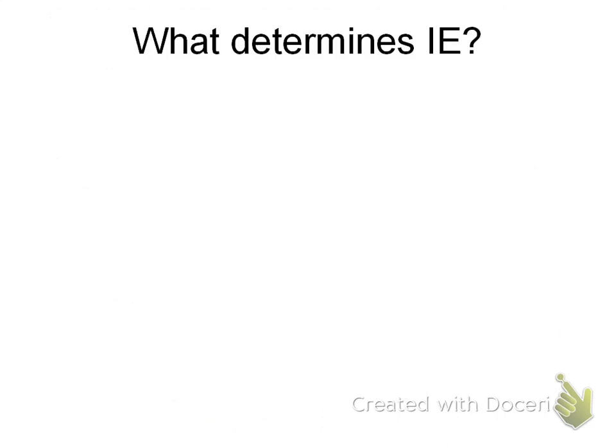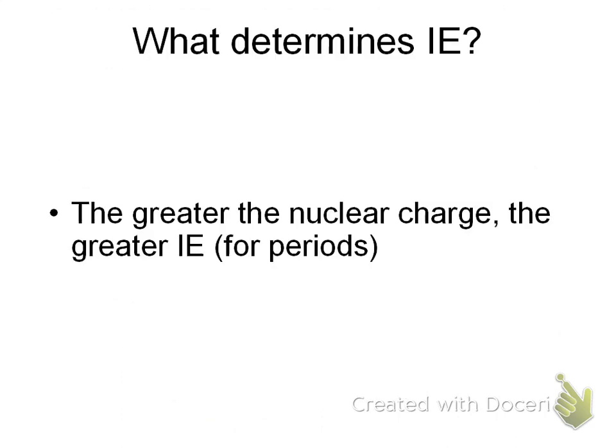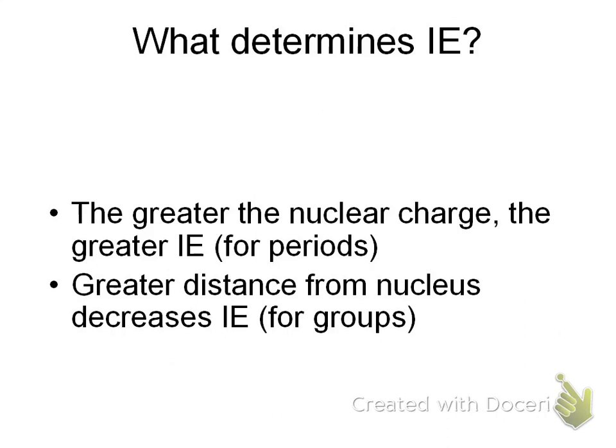So what determines ionization energy? The greater the nucleus charge, the greater the IE. So as you go across the periodic table, you add more and more protons, and so they hold on to those electrons a little bit more tightly. So you need more energy to pull them away, okay? And when you go down, you're just that much further.